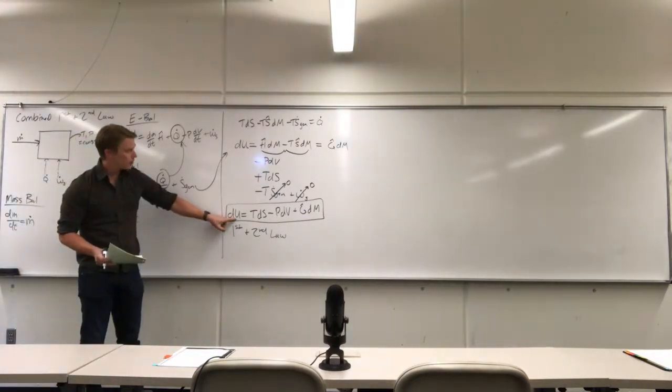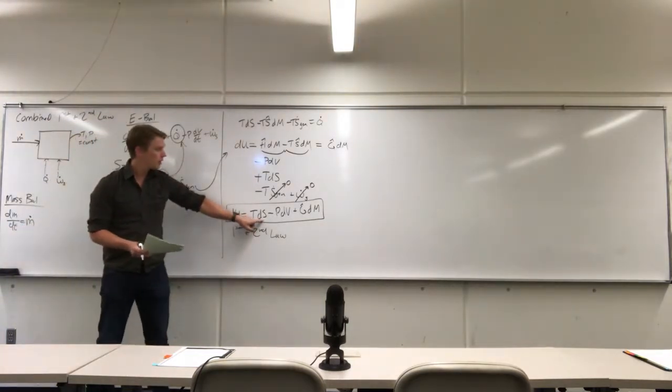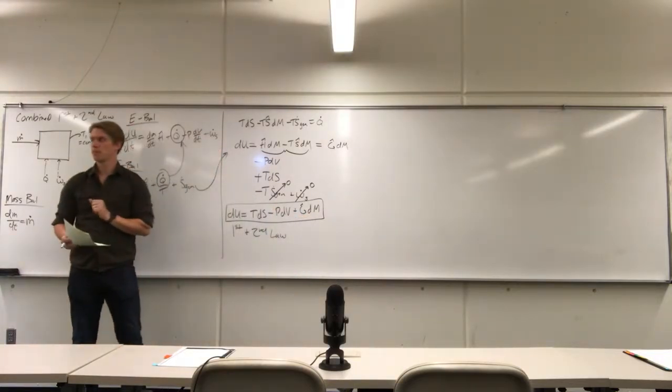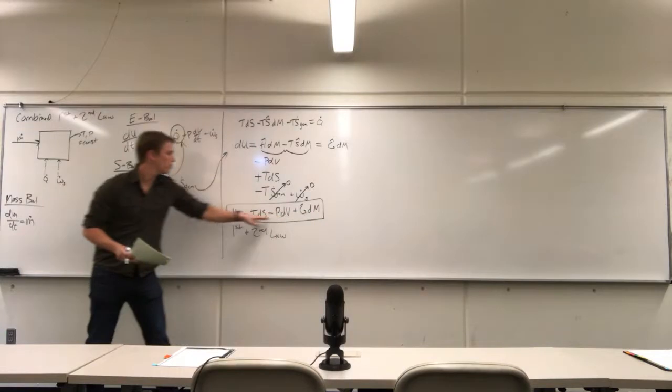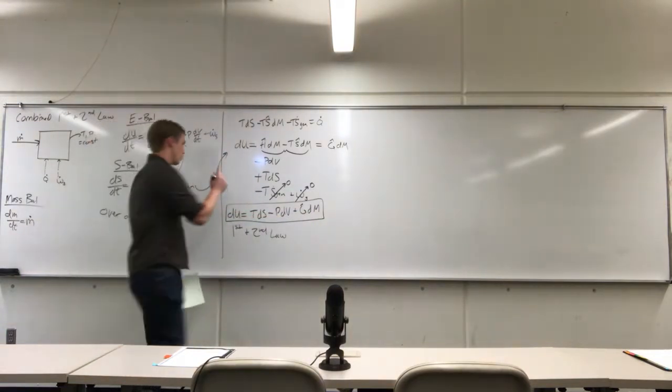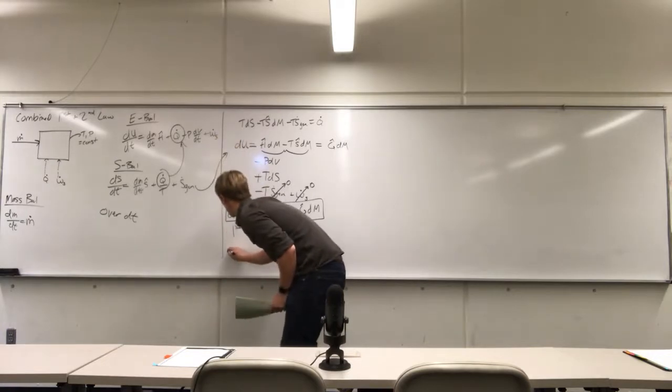We have internal energy, entropy, real space, and mass. Now, if we divide all of these through by mass, then we can get this combined first and second law with respect to intensive properties as opposed to extensive.